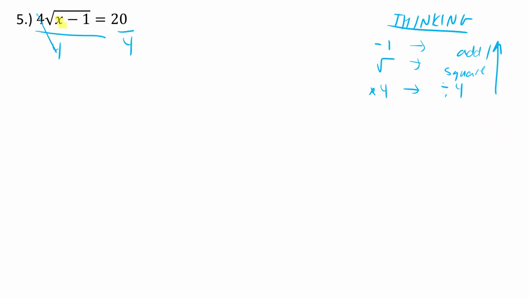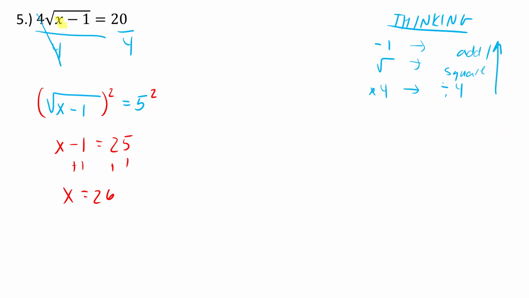All right, so let's start by dividing by 4. So 4 divided by 4 is 1, and that is going to successfully isolate the radical. 20 divided by 4 is 5. Now we'll get rid of that square root by squaring both sides. So we will have x minus 1 is equal to 25, and then adding 1 to both sides gives us x is equal to 26.